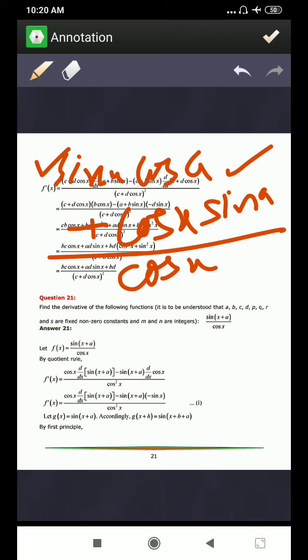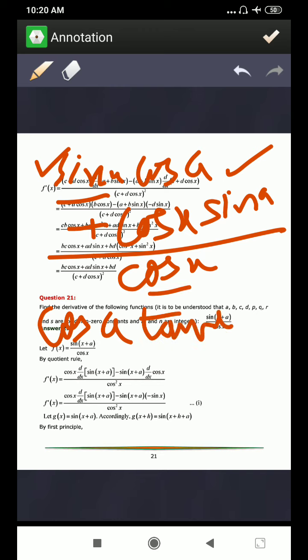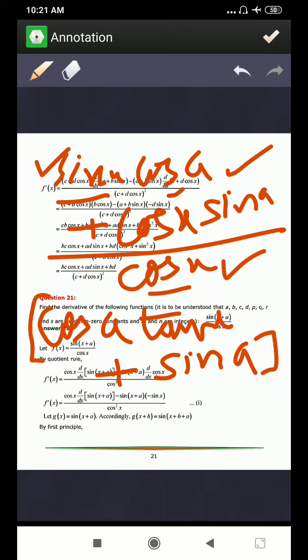So the first term will be cos a as it is. This sin x divided by this cos x means tan x. In the second term, cos x is cancelled out by cos x, you will get only sin a. So I have reduced this question as cos a tan x plus sin a. It is reduced like this. So I hope it is clear.